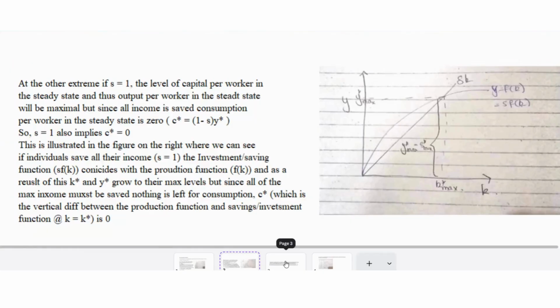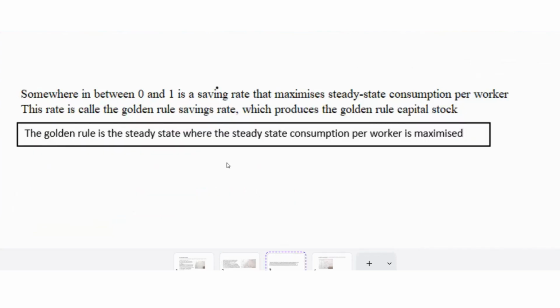Right? So whether S is equal to 0 or S is equal to 1, we've seen C star will be 0. So somewhere in between 0 and 1 is a savings rate that will maximize steady state consumption per worker. And this savings rate is called the golden rule savings rate. And associated with this is the golden rule level of capital.